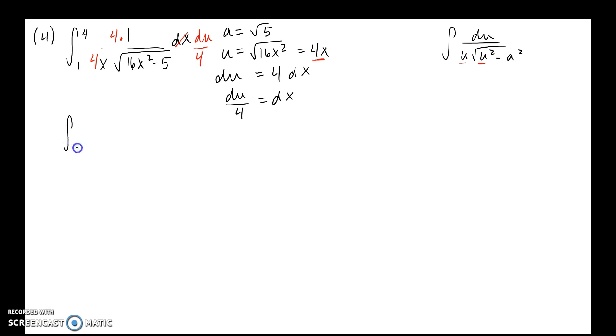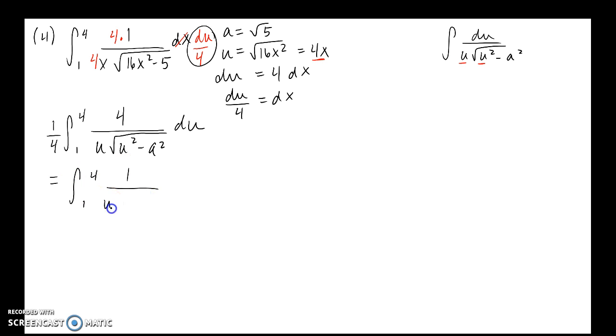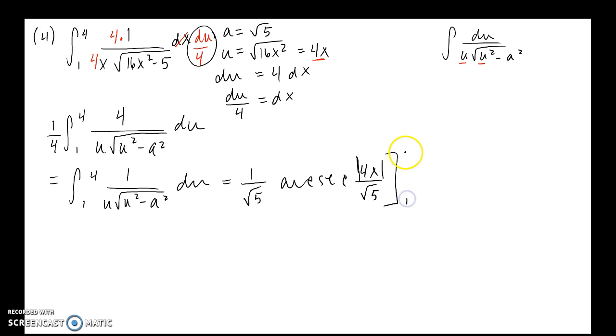So now when I go through and make my u substitution, I have 4 over u times the square root of u squared minus a squared. And now let's bring this 1/4 out front. All right, that was from the u substitution. So now I have the antiderivative of du over u square root of u squared minus a squared. Now it fits the form of our arcsecant integral. So 1 over a arcsecant of the absolute value of u over a, and I'm integrating that from 1 to 4.